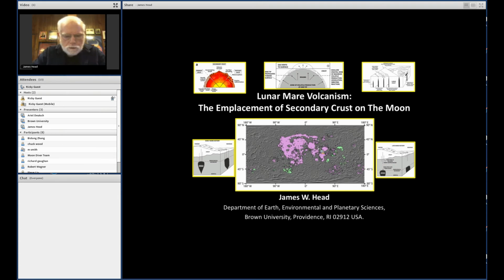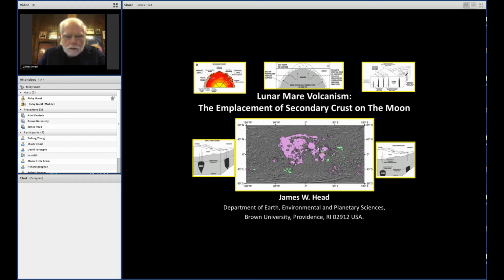So let me press on and talk about essentially lunar Mare volcanism, in particular the emplacement of secondary crusts on the Moon. This is really an exciting topic because, in fact, most of the landing sites for Apollo were indeed in the lunar Mare, some in the highlands, of course, but it's a really critical aspect of the origin and evolution of the Moon. And so we want to spend today talking about a lot of these details.